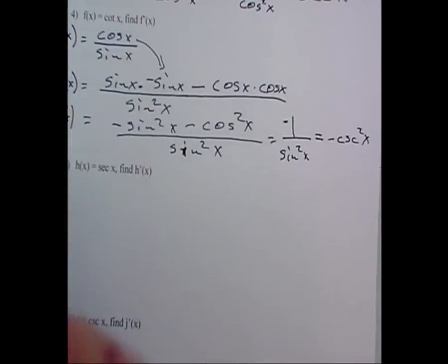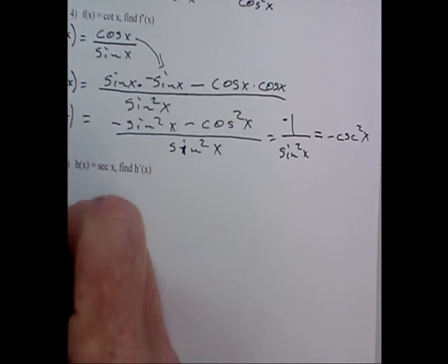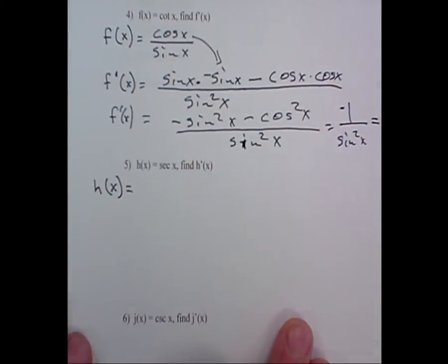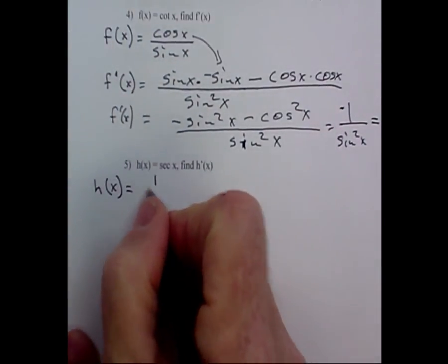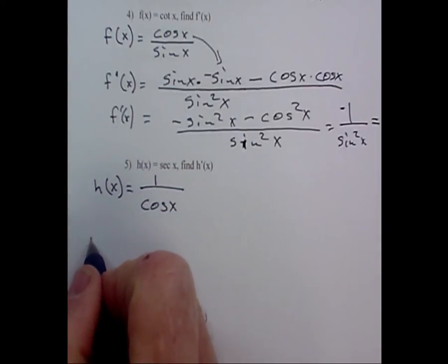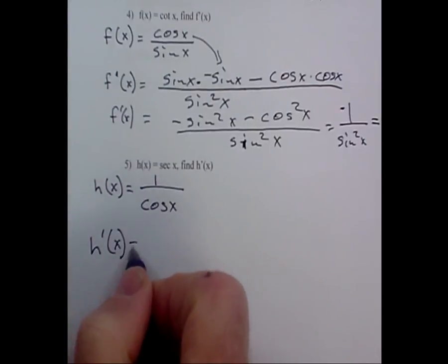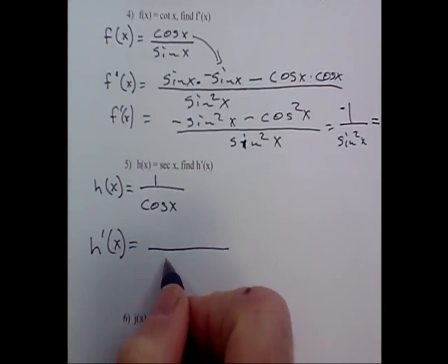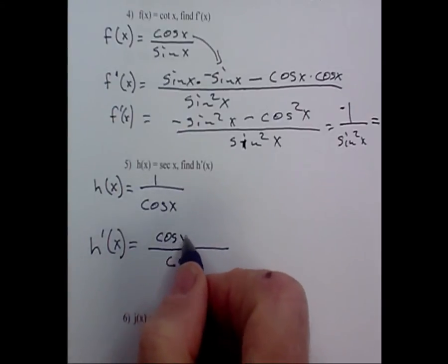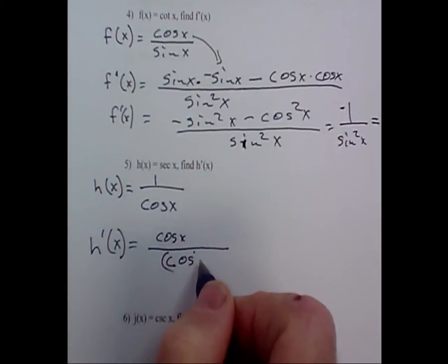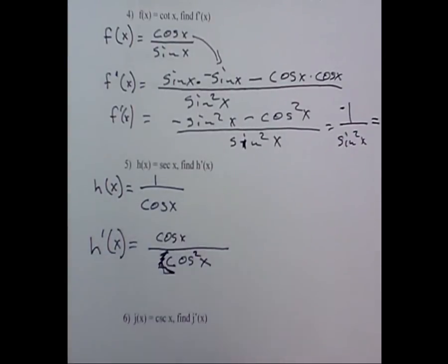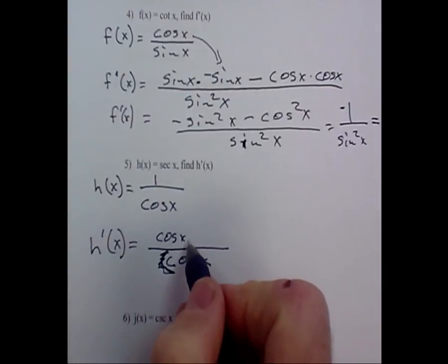All right, Alex. See what you can do. What do you think I'm going to do on this one? Turn secant into 1 over cosine. Okay, so h prime equals, what are you going to get? Cosine x on the top and the bottom. But on the bottom it's squared. Oh, can I just write it like this? I didn't need parentheses. Sorry about that. Okay, times what?